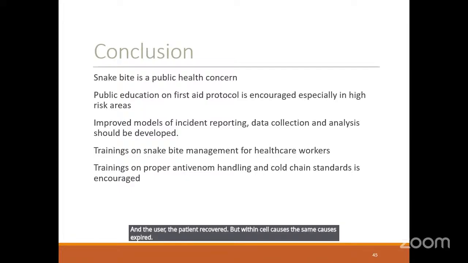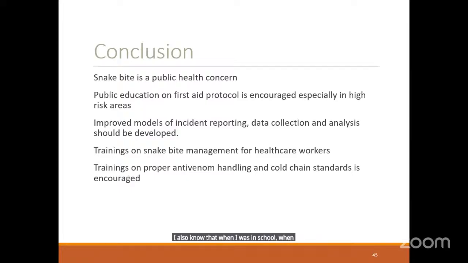I also know that when I was in school, in Ife, one of my friends had a snake bite, and the anti-snake venom had expired for 9 months. While they were debating, she was already going unconscious, but eventually they used it and she recovered. But the important thing is, where can we get this anti-snake venom? And what other roles as community pharmacists can we play? Thank you. God bless you.